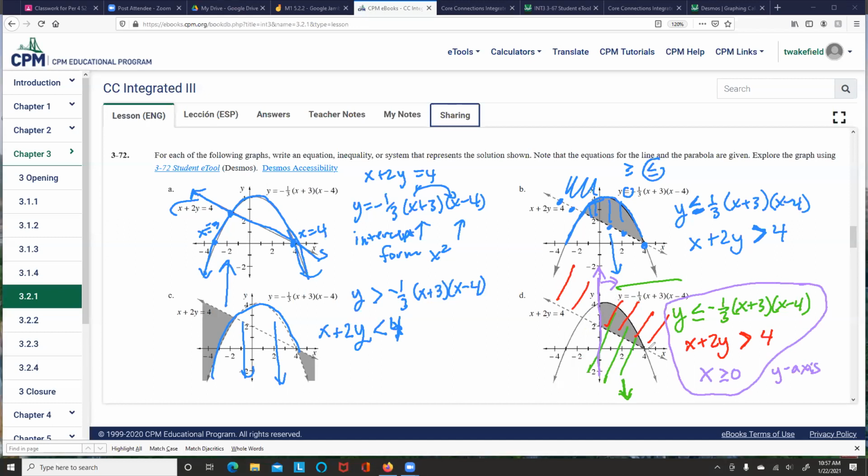Okay, and so you get to try this on number 15 and 16 on your homework, the last 2 problems. What happens when you change the inequality signs? How do you get it to be this region? How do you get it to be this region? By flipping the inequality signs.